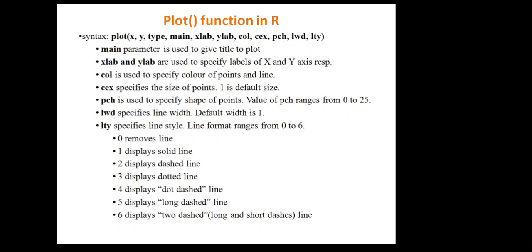Then the col parameter is used to specify the color of points and line in a graph. The default color is black, but we can change the color of points and line by using the col parameter. Then the cex parameter is there, which is used to specify the size of points. Whatever points we are going to plot in that graph, we can decide the size of those points. The default size of a point is 1. We can change the size of a point by using the cex parameter.